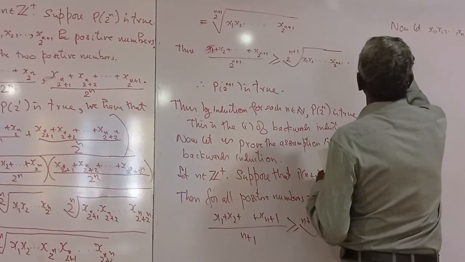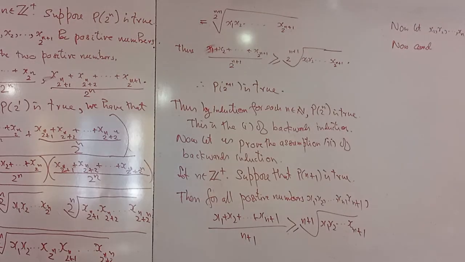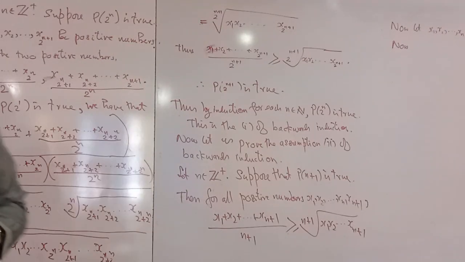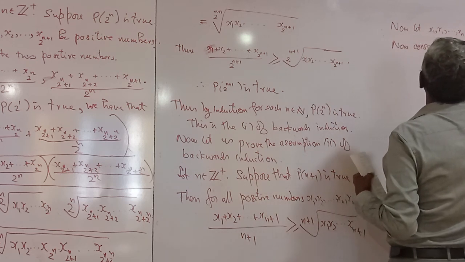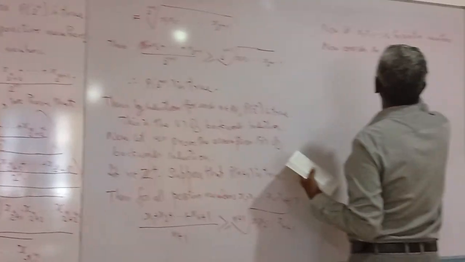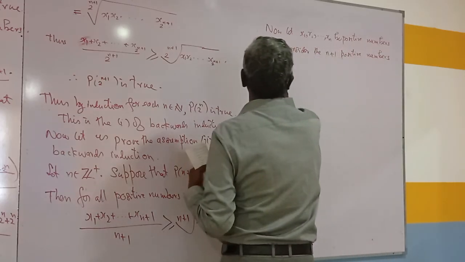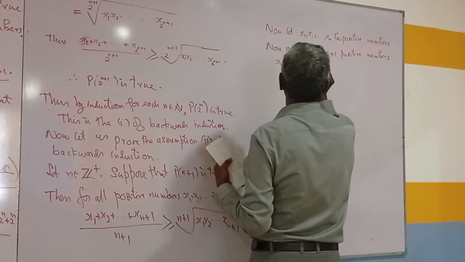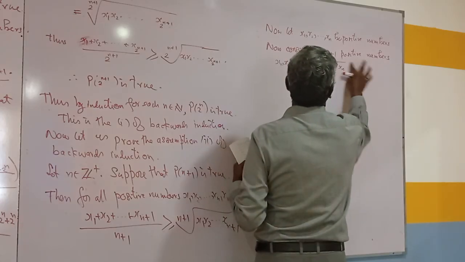Now consider the n+1 positive numbers x1, x2, ..., xn, and the nth root of x1, x2, ..., xn. These are my n+1 positive numbers.